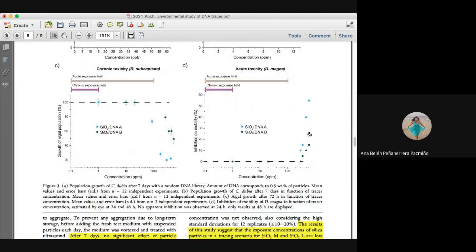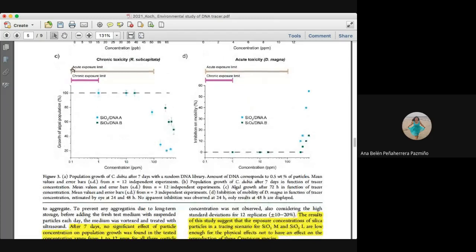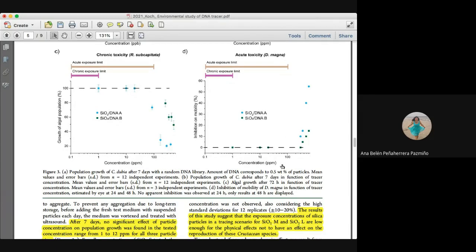And then if we increase the concentration, in the algae they have a chronic effect, and an acute exposure limit was also determined, as you can see how it decreases the growth population of this algae. Here, especially when we use a concentration higher than 100 ppm.